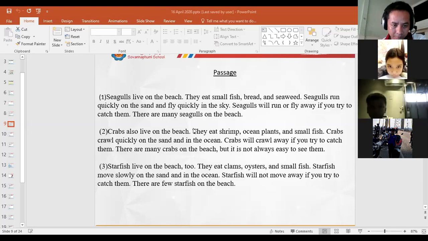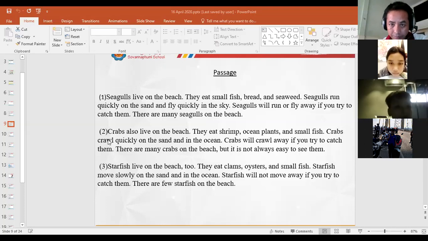Okay. 2. Crabs also live on the beach. They eat shrimp, ocean plants, and small fish. Crabs crawl quickly on the sand and in the ocean. Crabs will crawl away if you try to catch them. There are many crabs on the beach, but it is not always easy to see them.